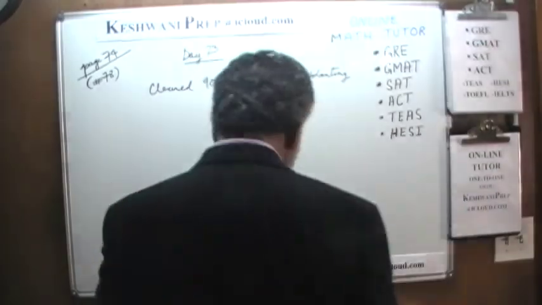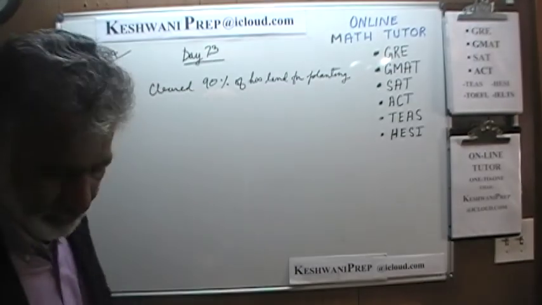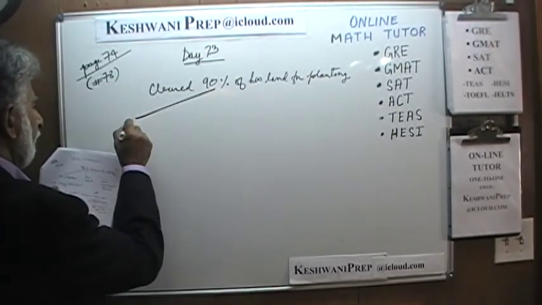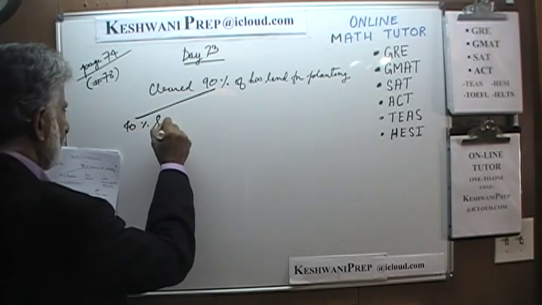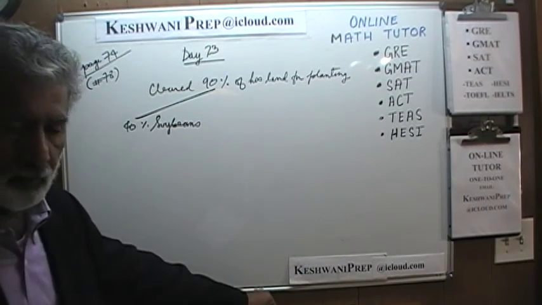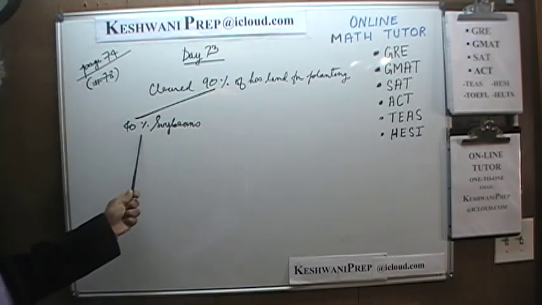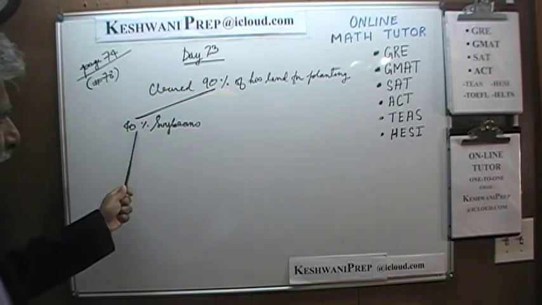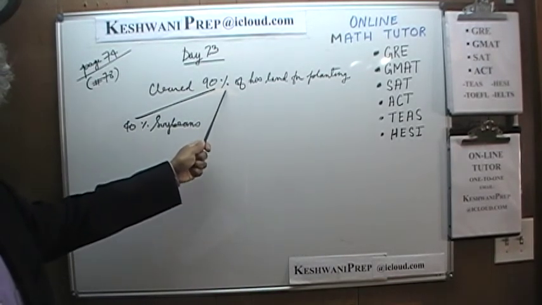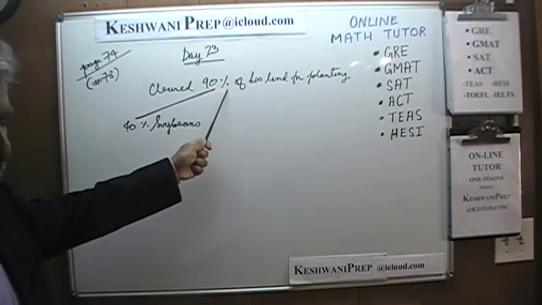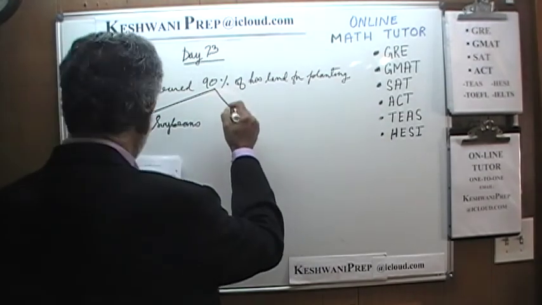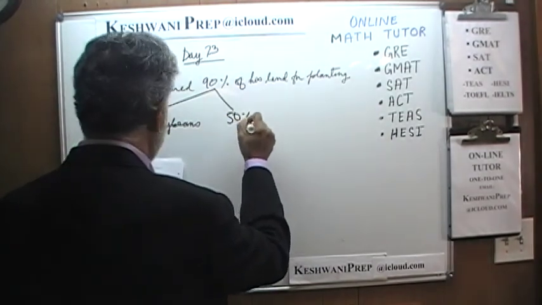We are further told that 40% of the land he is going to use for soybeans. Now what we need to understand here is that it is not 40% of his total land, but 40% of this 90% that he has cleared. Of the amount of land that he has cleared, he is using 40% for soybean. He is using half of all the cleared land for wheat.